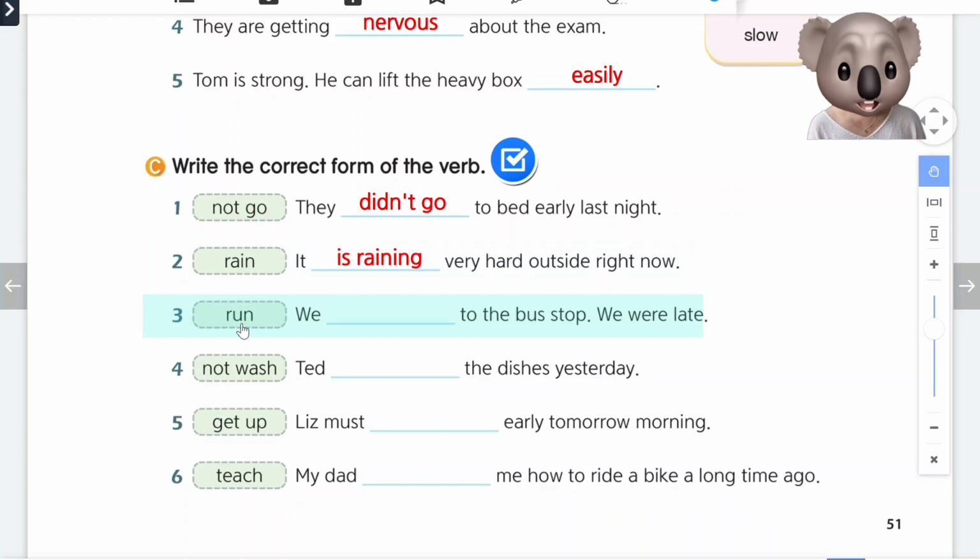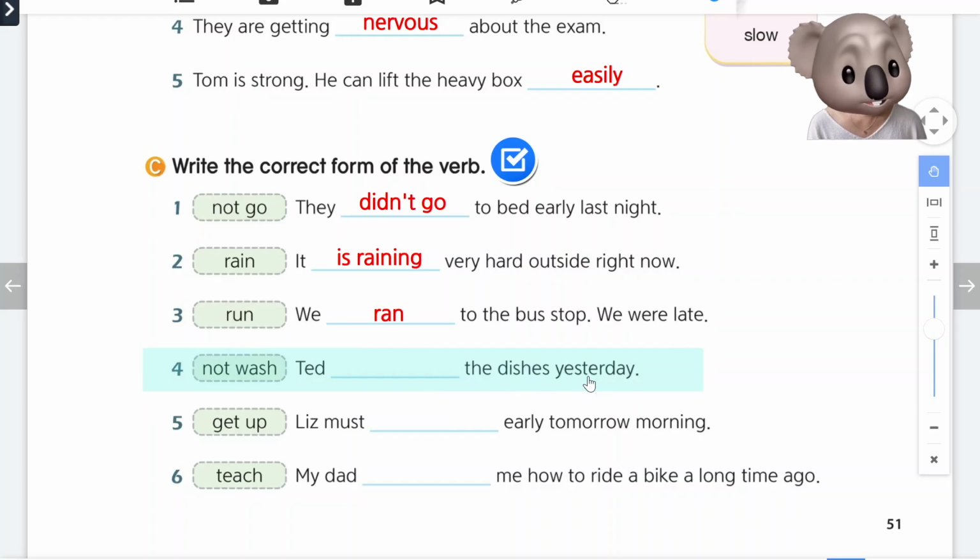Number 3, run, 뛰다. We to the bus stop. We were late. Were is past tense. 그러면 동사도 past tense로 만들어야 돼. We run가 아니라 we ran. Good job. Number 4, not wash. Okay. Ted, the dishes yesterday. Yesterday is 과거형. Ted, 그럼 여기 똑같이 did plus not contraction, didn't. 동사는 그대로. Ted didn't wash the dishes yesterday.